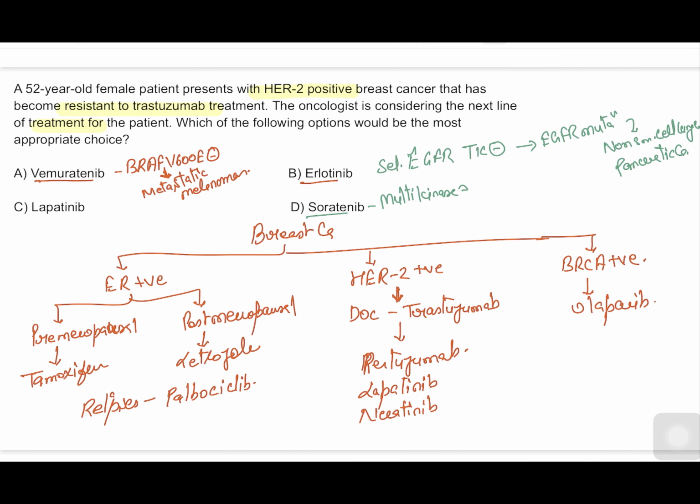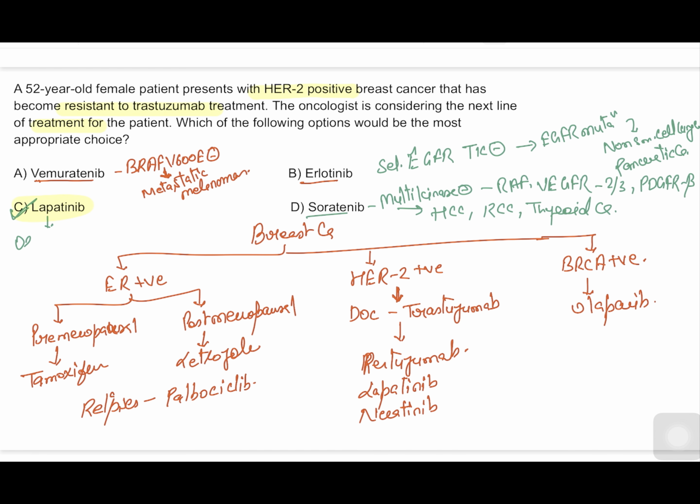It can inhibit multiple kinases like RAF kinase. It can inhibit VEGFR, vascular endothelial growth factor receptor 2 or 3, and it can inhibit PDGFR beta, platelet derived growth factor receptor beta. So that's why it is approved in cases like hepatocellular carcinoma, renal cell carcinoma, and some thyroid carcinoma. So here the correct answer will be lapatinib.